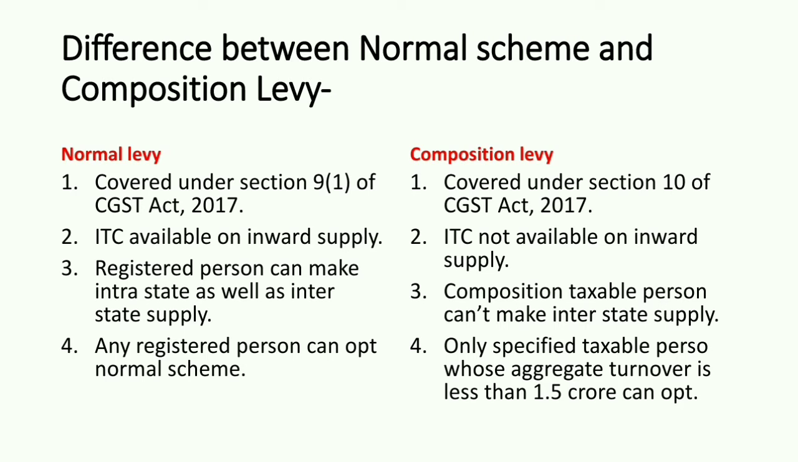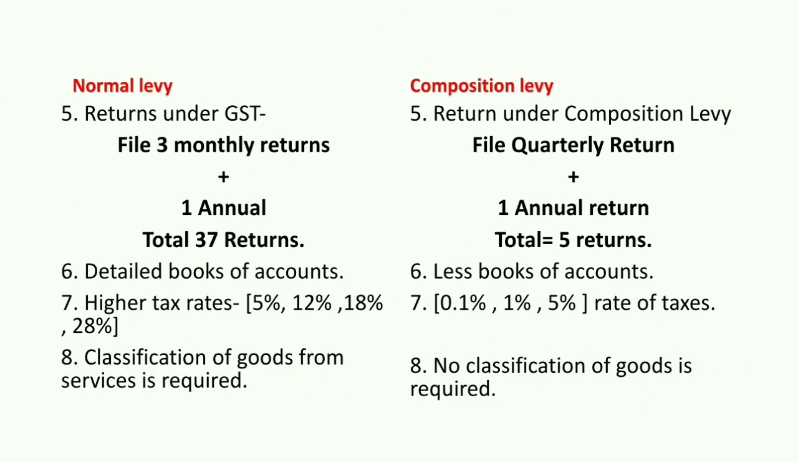In case of normal levy, any registered person can opt for normal scheme, but in case of composition levy, only specified taxable person whose aggregate turnover is greater than 1.5 crore can opt for the scheme. In case of normal levy, there are a total of 37 returns that have to be filed each year, but in case of composition levy scheme, only 5 returns have to be filed every year by the composition taxable person.